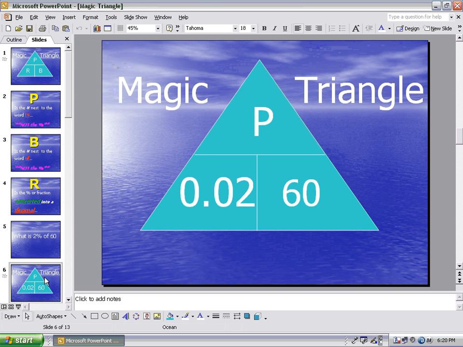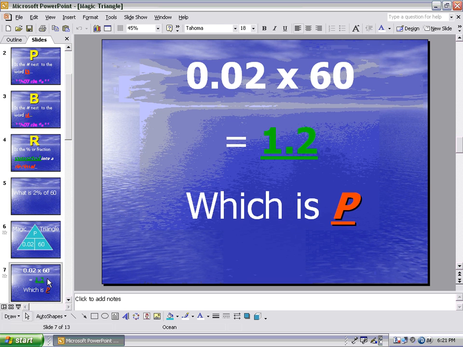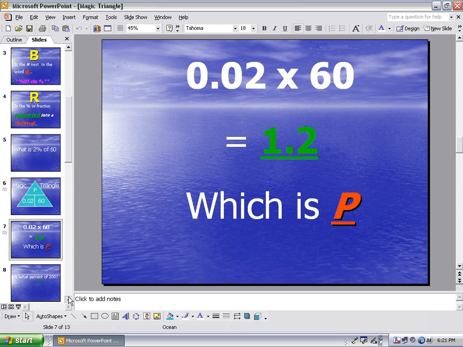Now, here's the trick in the magic triangle. If the two numbers are on the bottom side by side, you just simply multiply them together, and boom, you get your answer and you're done. If the numbers were one on top in the P place, and then one on the bottom, either R or B, you just simply take the top number divided by the bottom number. So if they're side by side, you multiply, and if one's on top and one's on the bottom, you simply divide. That's how we get our answers. We just need to identify where these things go inside my triangle. So then as you can see, we're going to be taking 0.02 times 60, and when we do that, we get 1.2. This is the value of P, and this is what I'm trying to find. That's all you have to do.